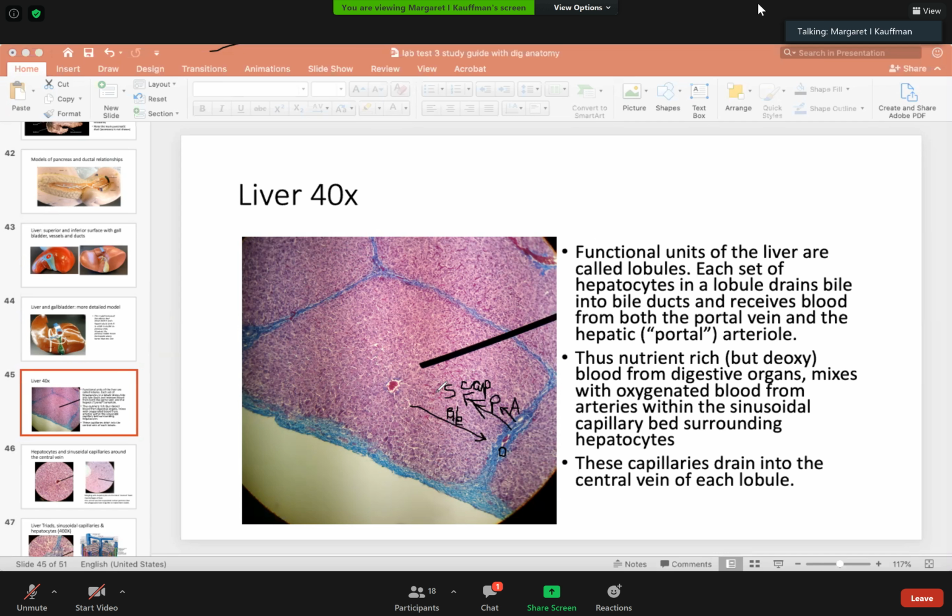So eventually this combined oxygen-rich and nutrient-rich blood flows through these capillaries, and then ultimately it drains into this large vessel in the middle of each lobule. This is called the central vein. That central vein eventually drains out through the hepatic vein to the vena cava and communicates with the rest of the bloodstream that way. So I'm going through this because of a structure that we're going to be looking for out here in the connective tissue called the triad.